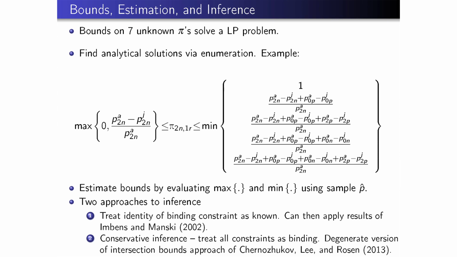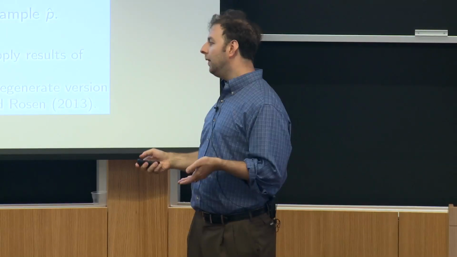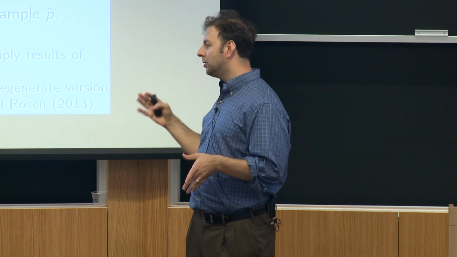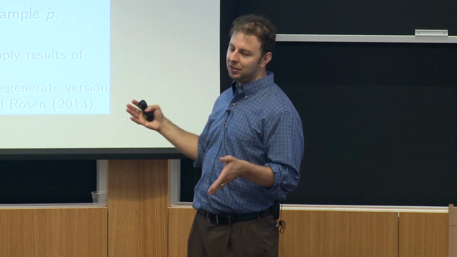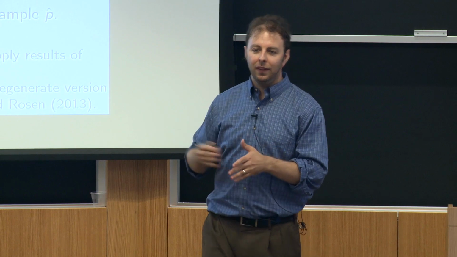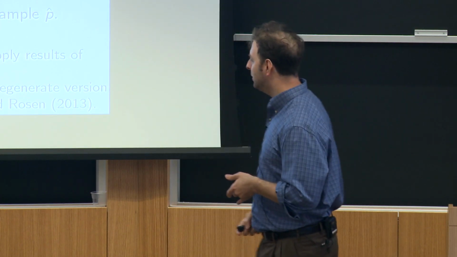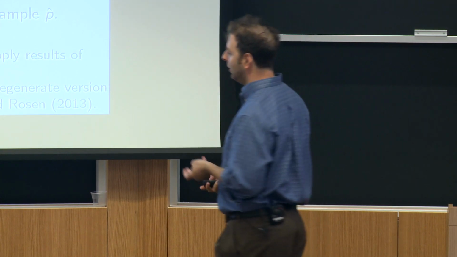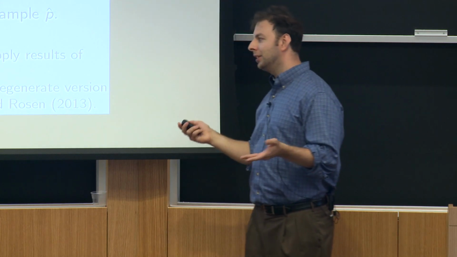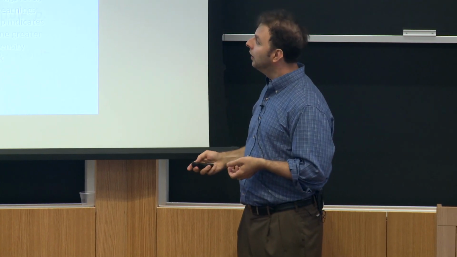We're going to use 2 approaches to inference. One is we're going to just pretend that whichever solution in here binds in the sample is the one that binds in the population, and then apply Imbens and Manski. Then at the opposite extreme, we're going to do a conservative inference that assumes the worst case scenario, that they're all the same, and then do a bootstrap procedure to do inference. It's kind of a degenerate version of Chernozhukov, Lee, and Rosen. The conservative is going to turn out not to be that much different than the naive.